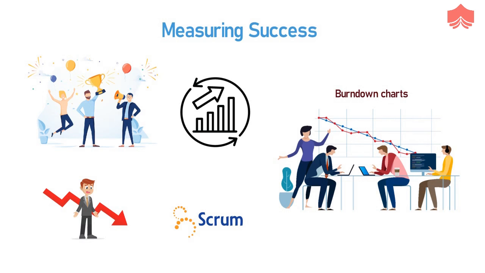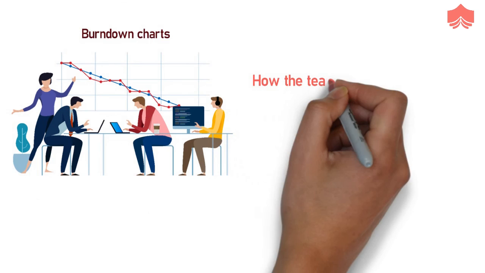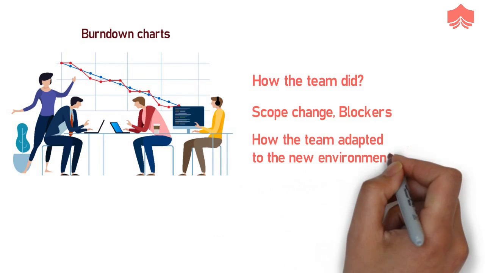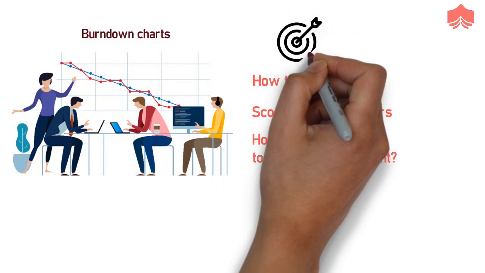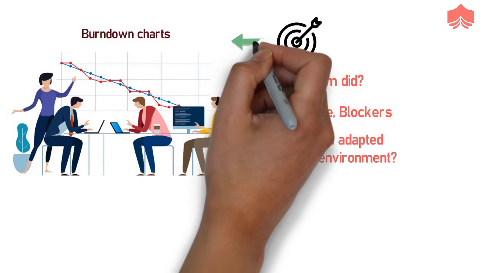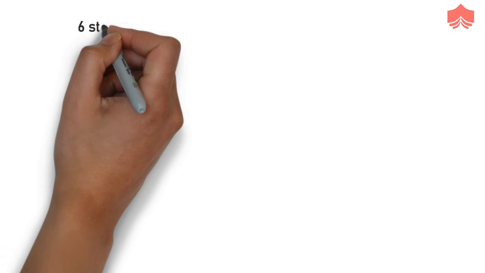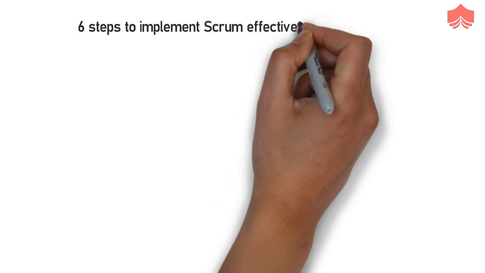The Scrum Master can understand, just by looking at the burn-down, how the team did, the scope change, the blockers, and how the team adapted to the new environment. It should be one of the goals for a team to reach 0 by the end of the sprint in the chart. So these were the 6 steps to implement Scrum effectively in your team.